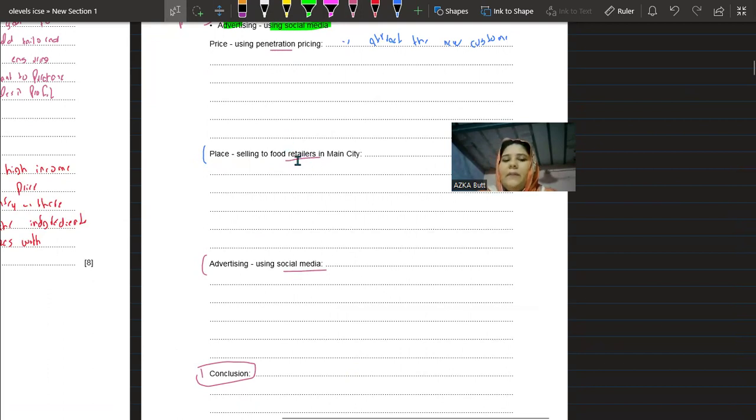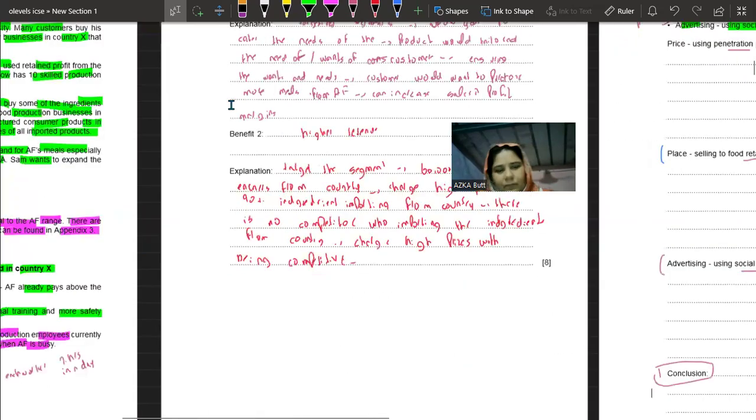And we have to write the reasons why we are saying that place is okay and promotion is okay. And if you think this place is not suitable for the new meal, we have to discuss that first, why it is not suitable, and what other distribution channel we can use instead of this. After that, the remaining two, the promotion and the price, we have to discuss why these two marketing mix elements would be suitable for AF.